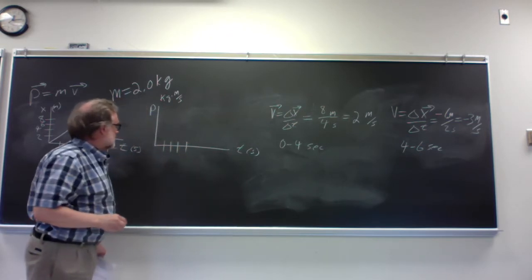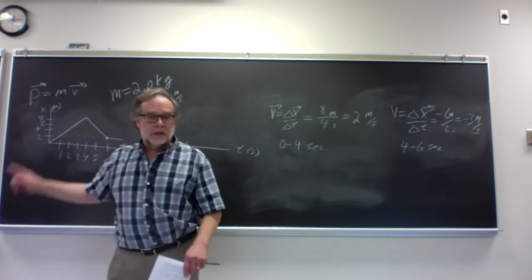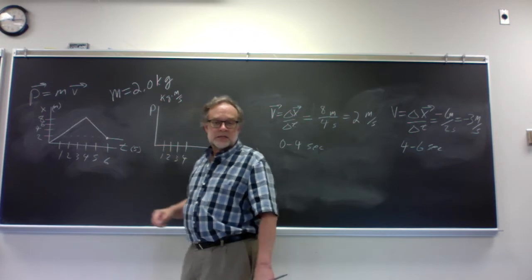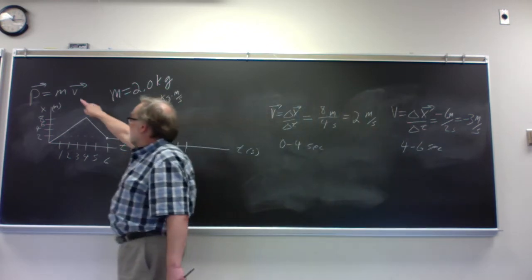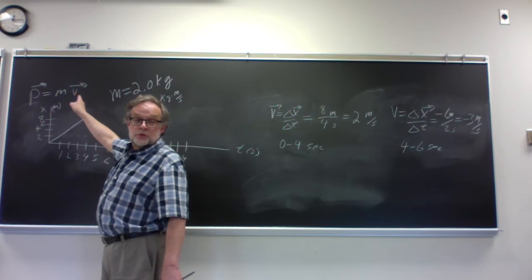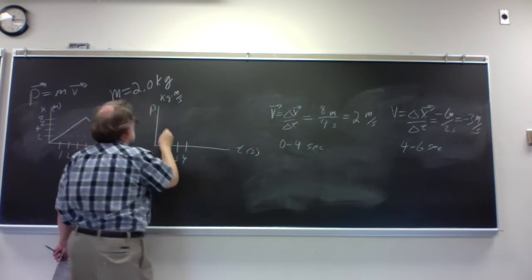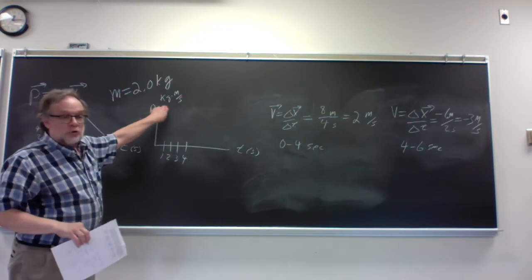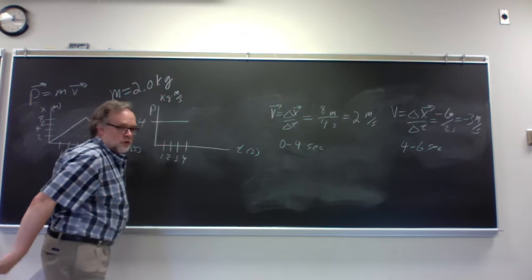So over the first 4 seconds, the slope is constant, so the velocity is constant at this value of 2 meters per second. And if velocity is constant, then momentum is constant. The velocity was 2 meters per second, and the mass was 2 kilograms, so the momentum is 4 kilograms times meters per second for those first 4 seconds.